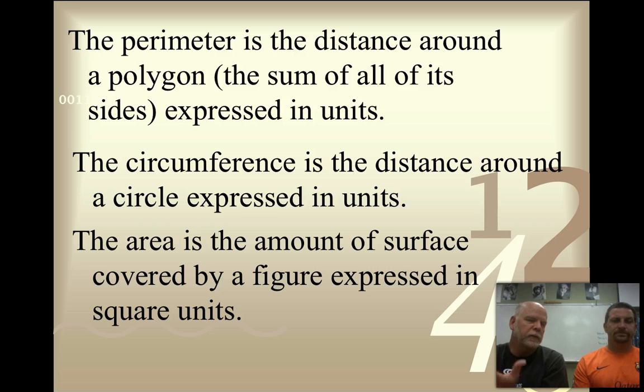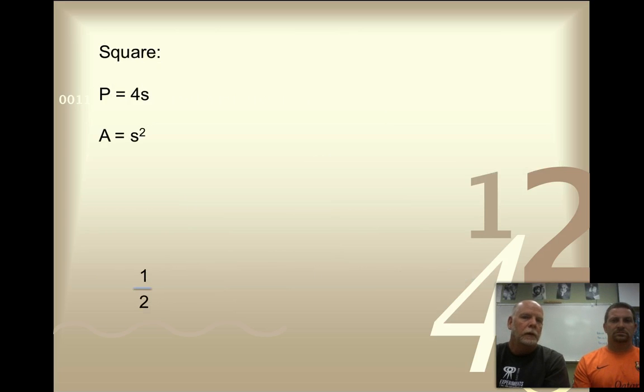So perimeter and circumference are basically the same thing, just on a different shape, but you need to know that those are both distance around. Area is the area inside of a shape, covered by a shape. Okay. I don't know why that fraction's down there, but it'll come in later. So we're just going through the different shapes.